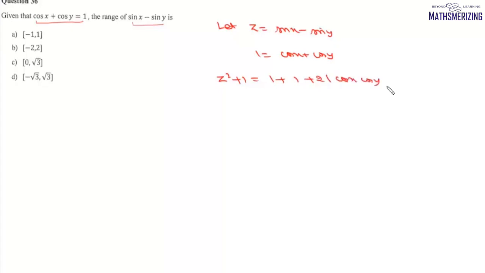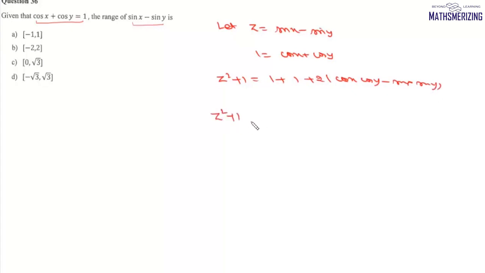Now question number 36, it says, given that cos x plus cos y is 1, we need to find range of sin x minus sin y. Now let this sin x minus sin y be, say, z. Let z equals sin x minus sin y, and it is given that 1 equals cos x plus cos y. Now what we'll do is we'll square and add. So we'll write z square plus 1, and this sin square x plus cos square x is 1, sin square y plus cos square y is 1, and then plus 2 times cos x cos y minus sin x sin y.